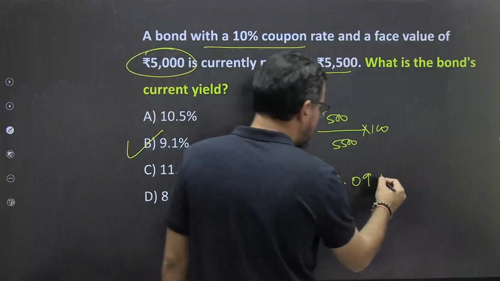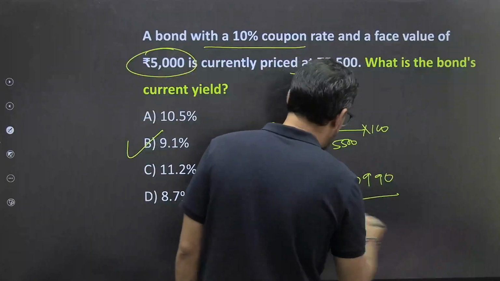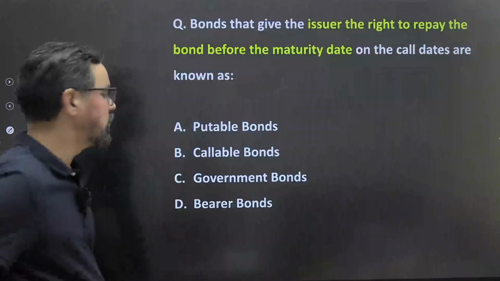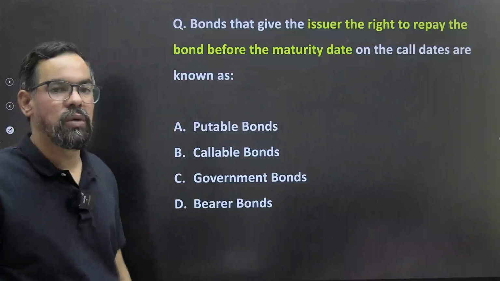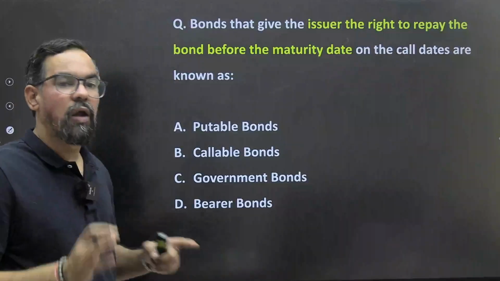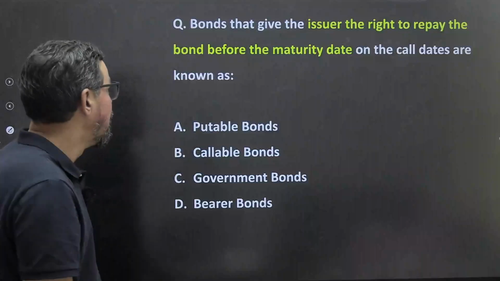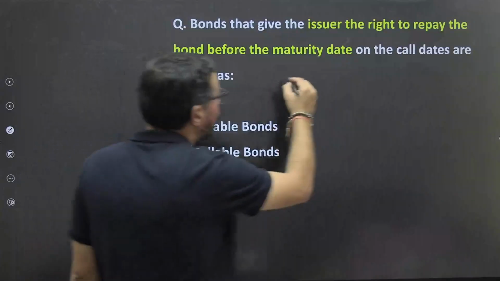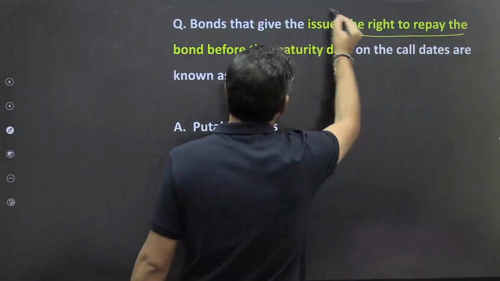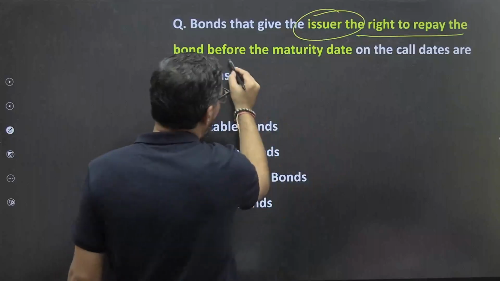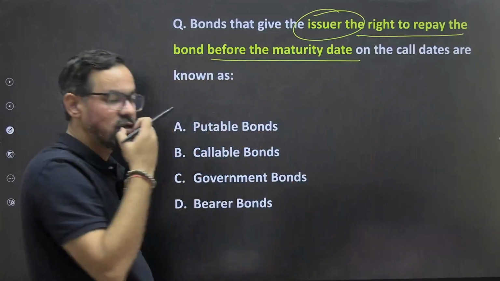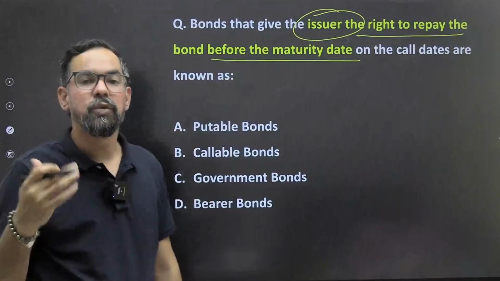Okay, so it is coming somewhere in this. So option B will be the right answer for this particular one. Sometimes they can ask you half-mark or 1-mark questions around the bond theorems and other terminologies like this. So, a bond that gives the issuer the right to repay before the maturity. This question is based on the optionality in bonds.